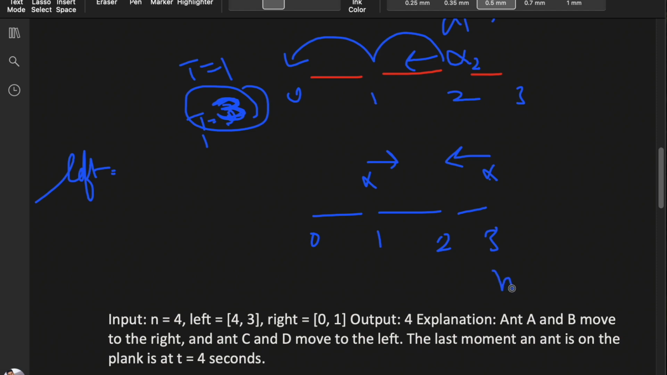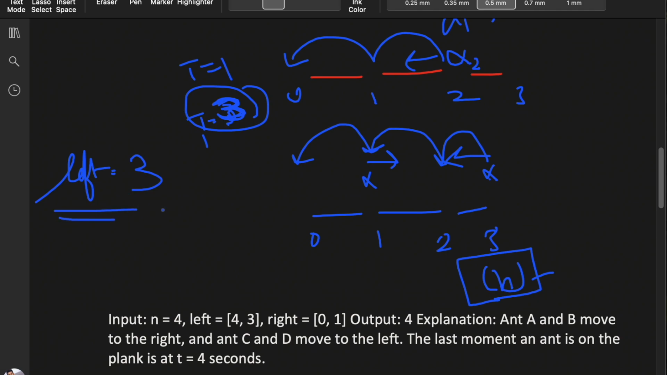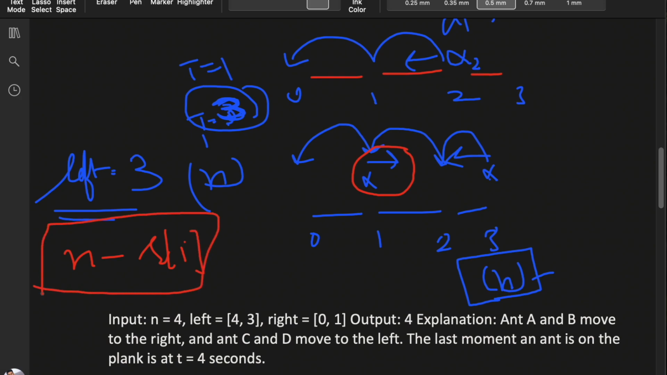We can directly consider it as n. Okay, n would be the answer, because after 1 unit here, after 1 unit here at the first index, after 1 unit here at the 0th index. So this is the end of the plank. So after 3 units of time, which is equivalent to our n, it will fall off the plank. So for all the ants which are moving in the right direction, what would the answer be there? 3 minus 1, which is n minus the value which is the position of the ant moving in the right direction.